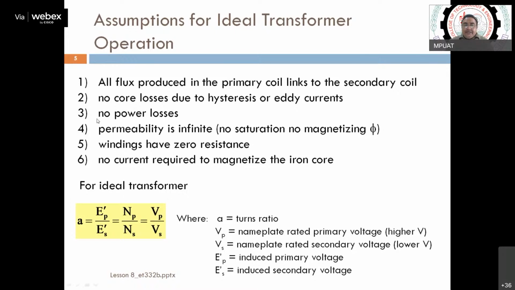That has been elaborated in the third point. No power losses. Now losses are of two types in a transformer: the iron loss and the copper loss. Iron loss is due to the core, and copper loss is due to the winding. So the second and third both are indicating the same, that there is no iron loss and no copper loss. In other words, in an ideal transformer losses are absent.